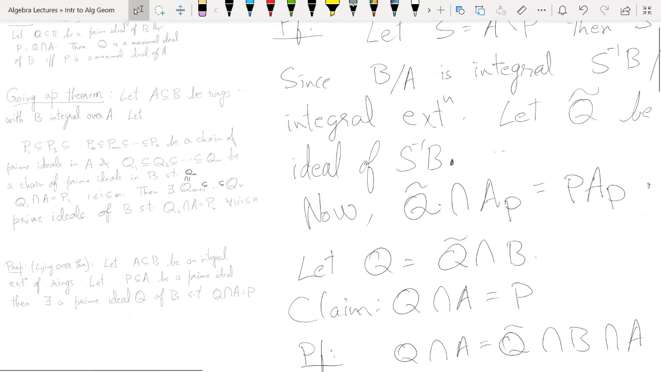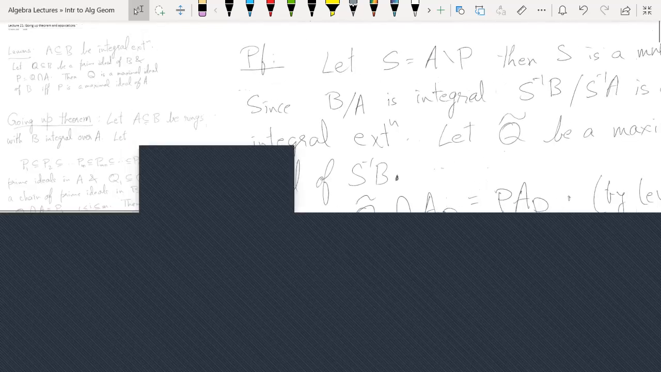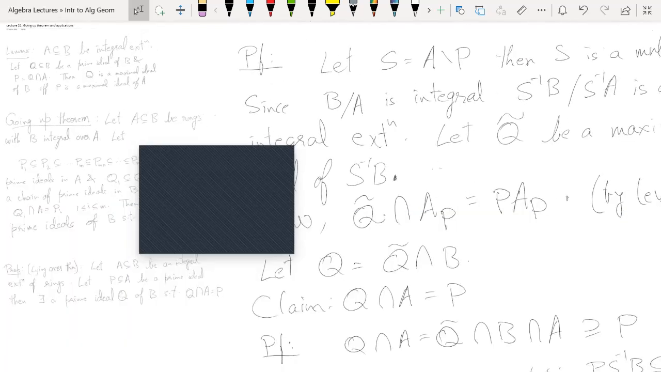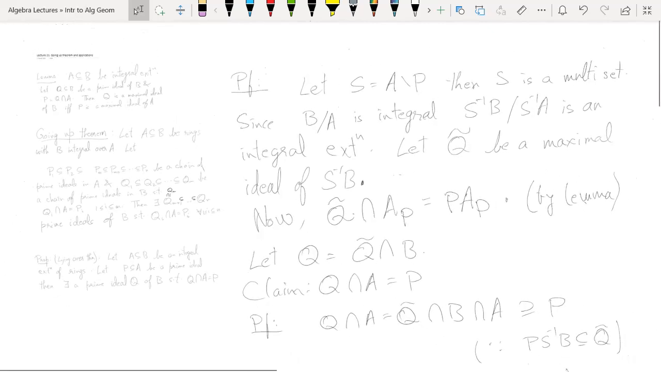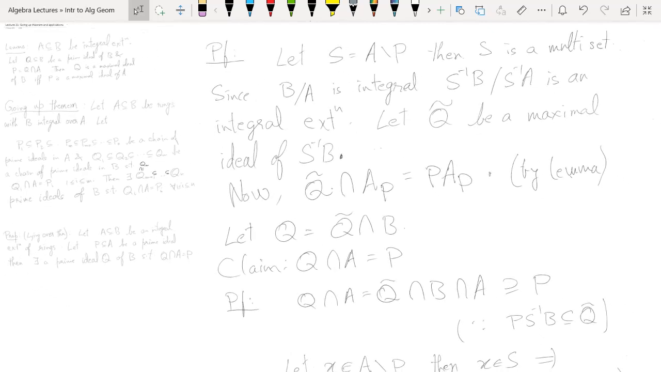Okay. So maybe I don't remember, since it's been a while. I prepared this more than a week ago, so I don't know if I use integral domain or not. So we'll find out. So let's prove the lying over theorem, and then we'll use it to prove the going up theorem. Okay, so I don't think we use integral domain here.